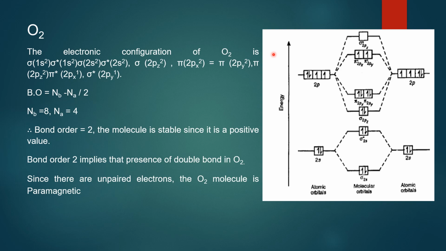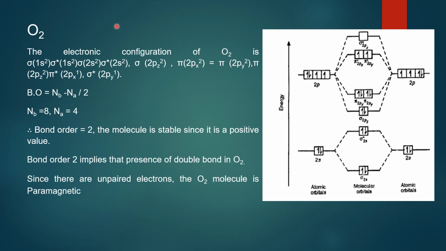Then, how to write the energy order? You should go from lower energy levels to the higher energy levels. Sigma 1s2, sigma star 1s2, sigma 2s2, sigma star 2s2. Next, sigma 2pz2, pi 2px2 equal to pi 2py2. Then pi star 2px1 equal to pi star 2py1.